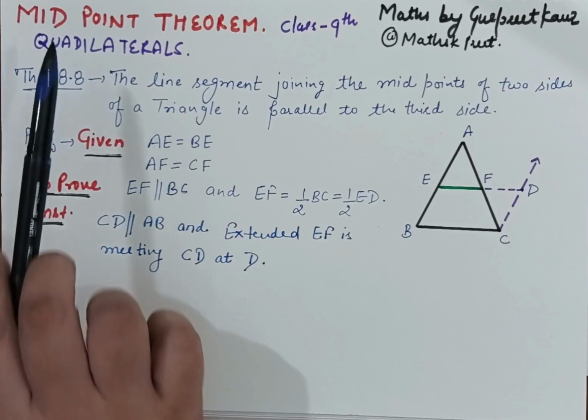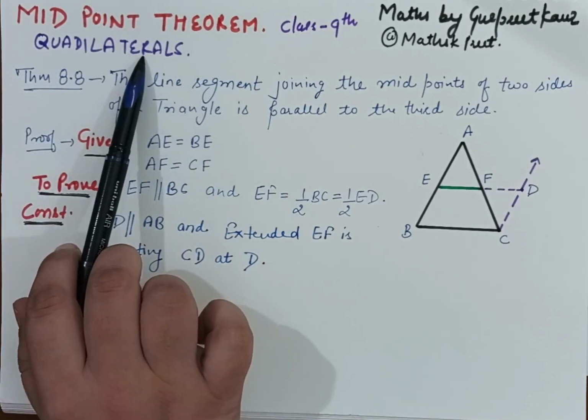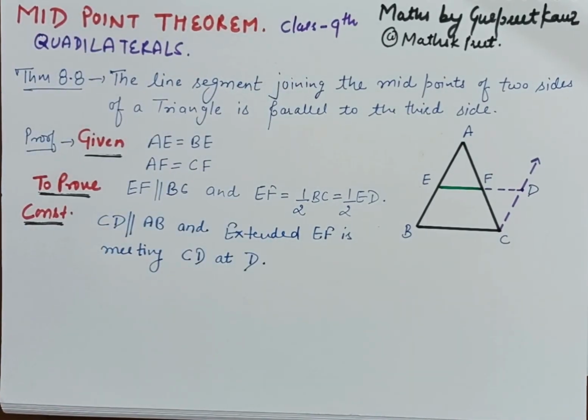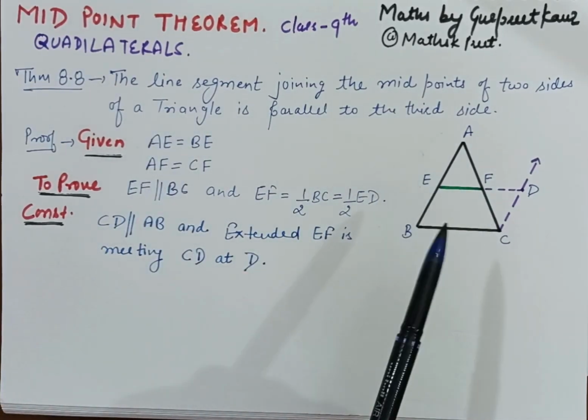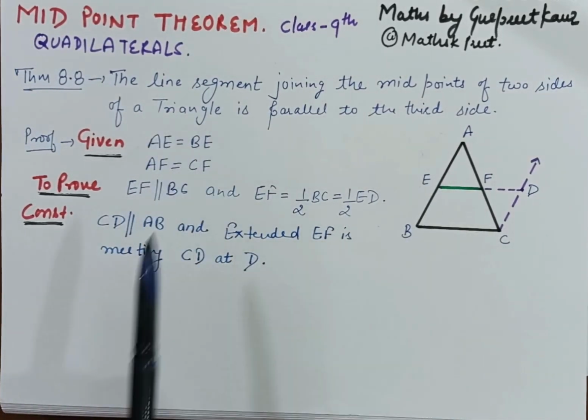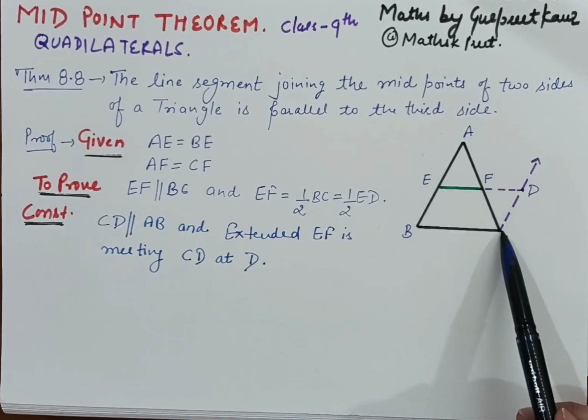In today's lesson, we'll see the proof of the midpoint theorem of chapter number 8, Quadrilaterals, of grade 9. So the statement of the theorem is saying that the line segment joining the midpoints of the two sides of a triangle. So this is a given triangle ABC.